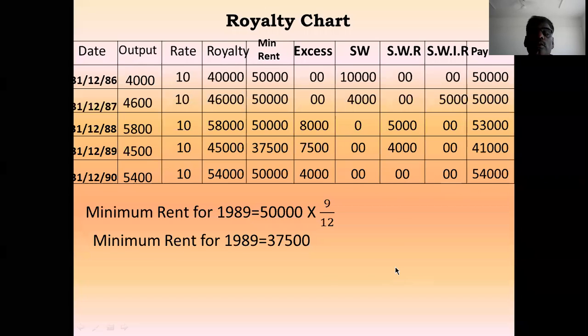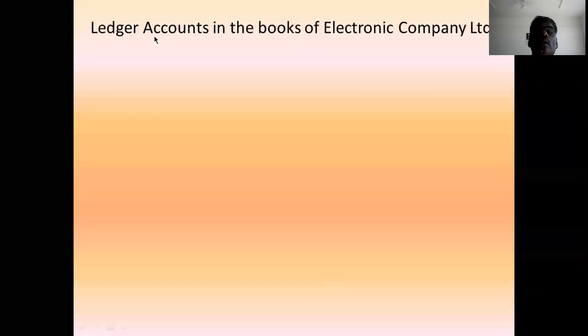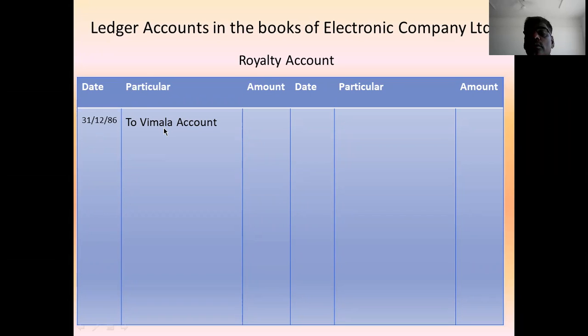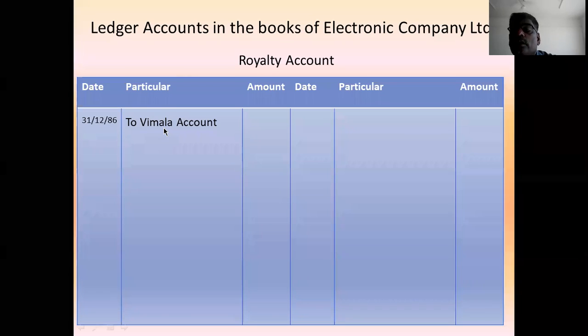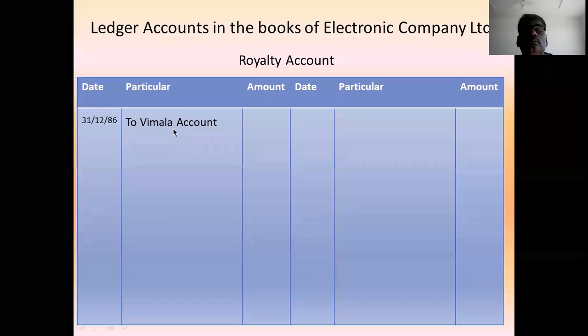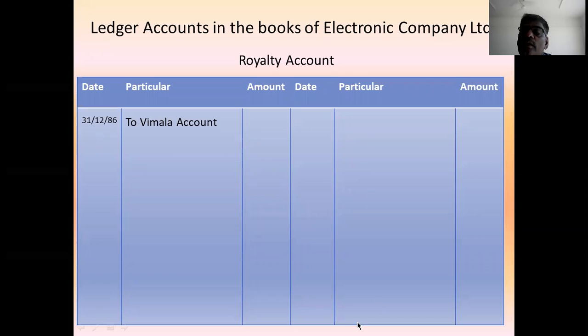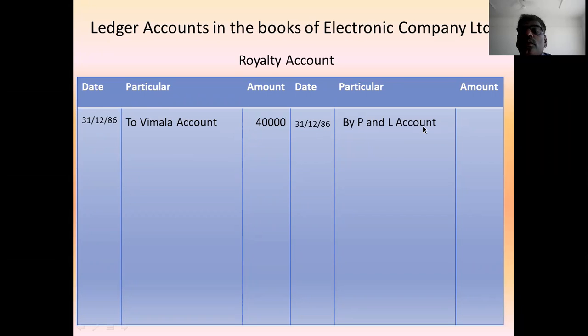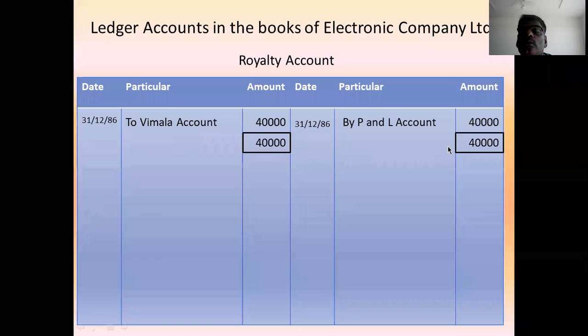Okay, you see here. Ledger accounts in the books of Electronic Company Limited. First account is the royalty account. Royalty account date. Vimala is the lesser, the patenter who invented the new thing, the electronic gas lighter. Debit side to Vimala, credit side by P&L. Amount royalty account 40,000, date P&L account 40,000, total 40,000.